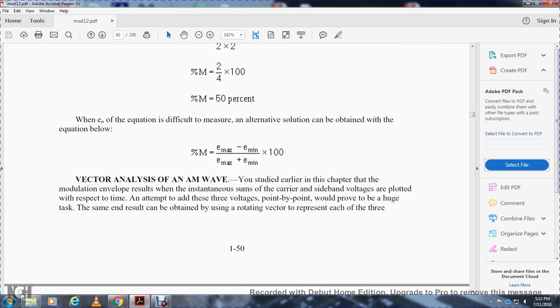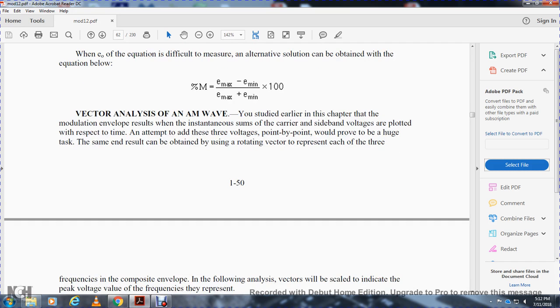With EO, the difficult measurement has an alternative solution that can be obtained with the equation: percent modulation equals voltage maximum minus voltage minimum, over voltage maximum plus voltage minimum, times 100.